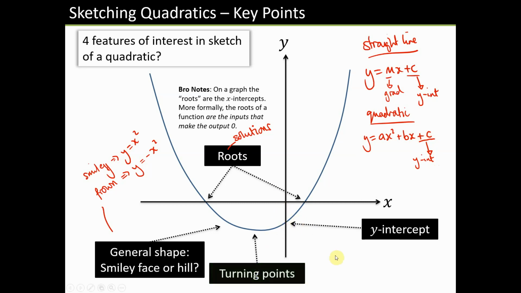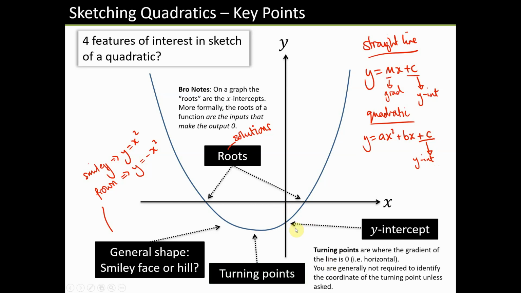And then a turning point. That is where the graph stops going downhill and starts going uphill. We can see at this point it turns around and starts going up. We're not going to focus on that today. If you want to stick around right till the end of the video, I'll show you one method that you can use to find that. But it's not something we are generally required to do at GCSE too much. It's more of an A-level sort of thing, the turning point.